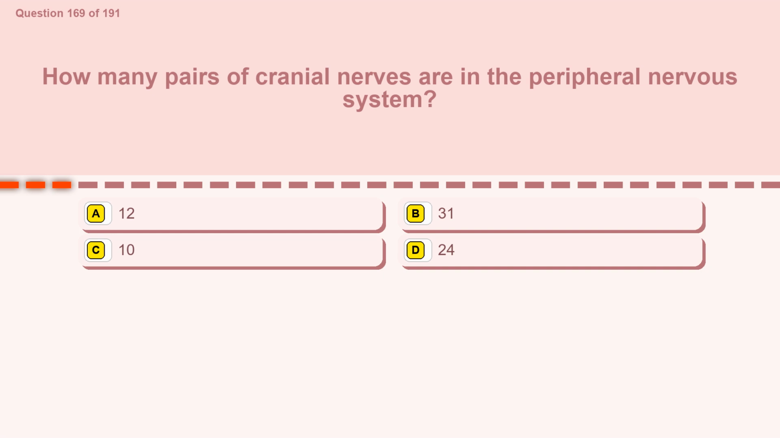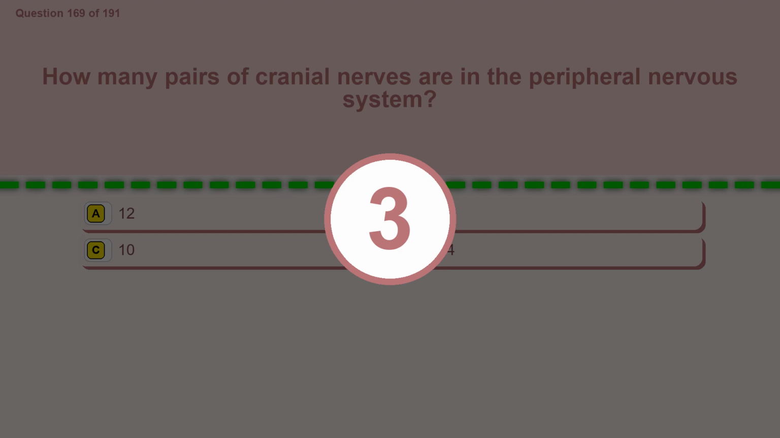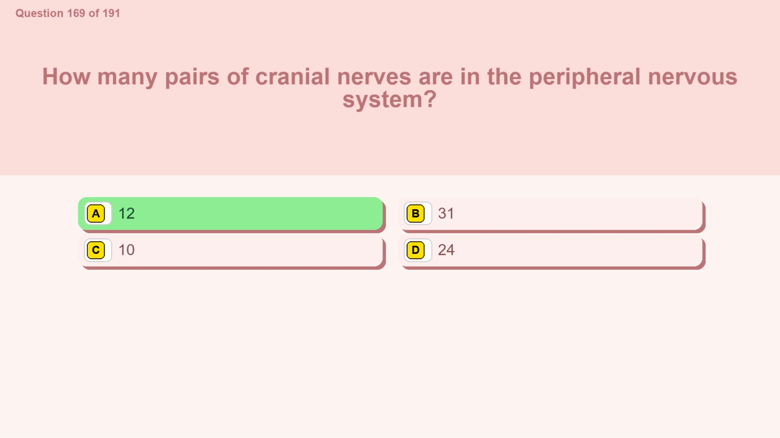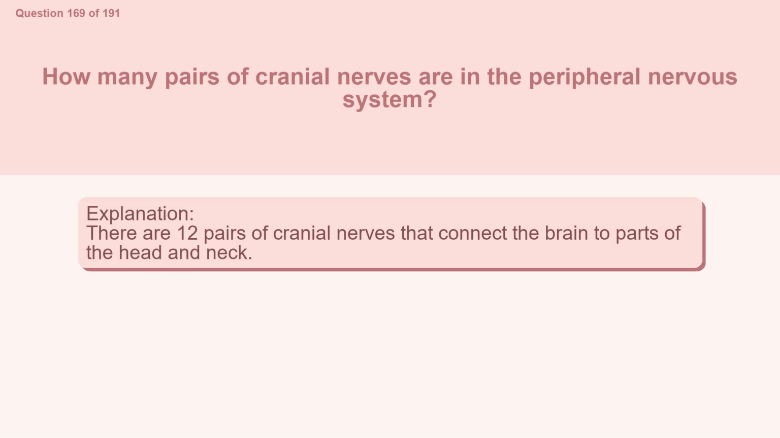Question 169. How many pairs of cranial nerves are in the peripheral nervous system? Option A, 12. Option B, 31. Option C, 10. Option D, 24. The correct answer is option A, 12. There are 12 pairs of cranial nerves that connect the brain to parts of the head and neck.